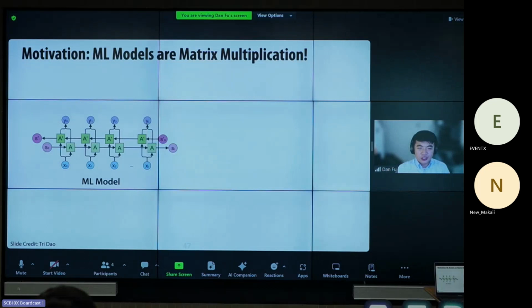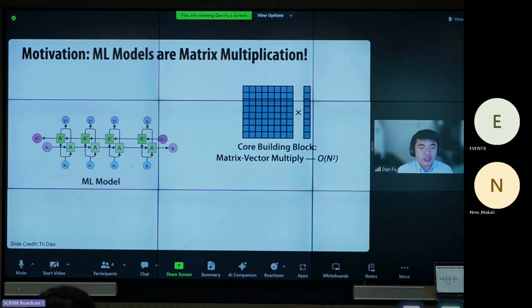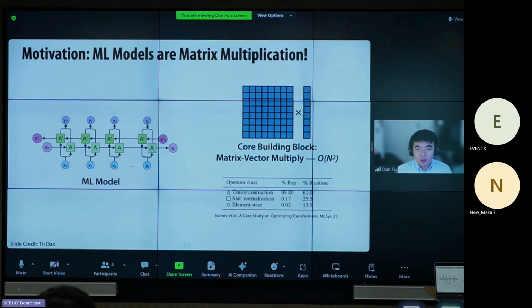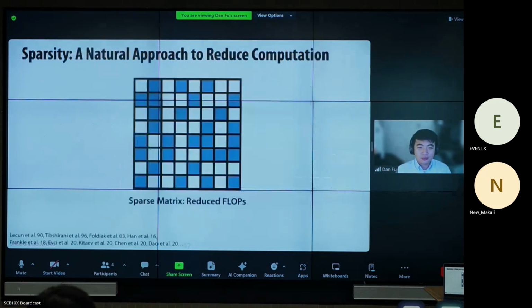So some high-level motivation. Machine learning models are really all about matrix multiplication. So there's really this core building block that's very important in our ML models. As one data point, in one analysis of transformers, these matrix multiply units accounted for more than 99% of the FLOPs in transformers. Since these take up so much computation, the natural question is, is there anything we can do to make them more efficient? A natural approach is this thing called sparsity. So instead of taking this full dense matrix, we're going to set a bunch of entries to zero, and we just skip them when we're computing these matrices.